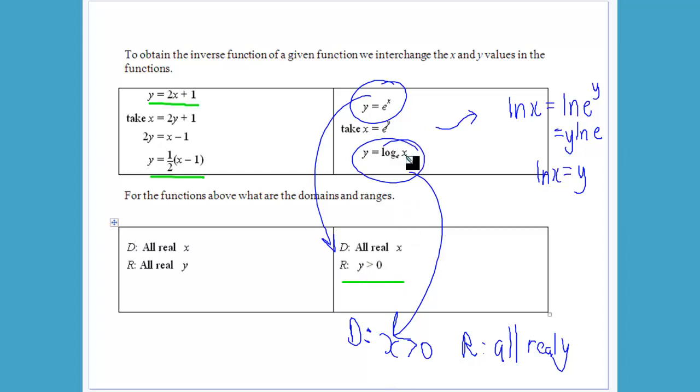Now consider log of x. This time x is restricted. x has to be a positive number. You can't take log of a negative number or 0. And the range is all real y, so we can get any value out for y there.